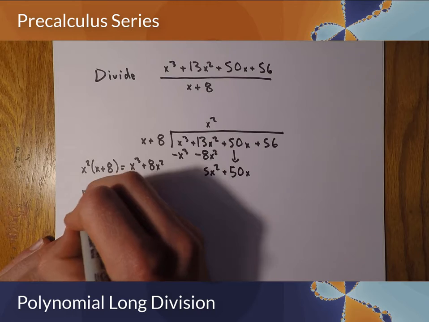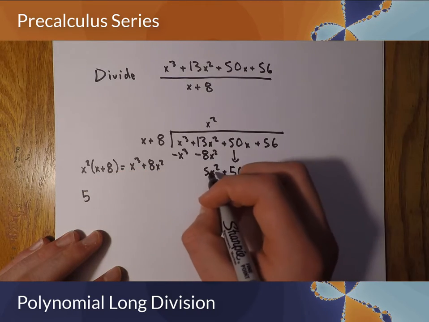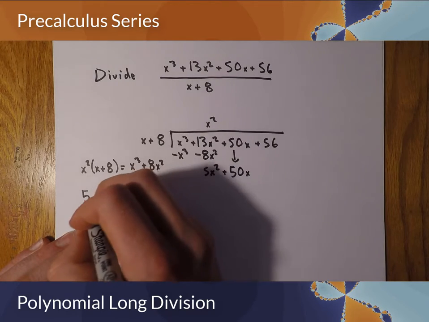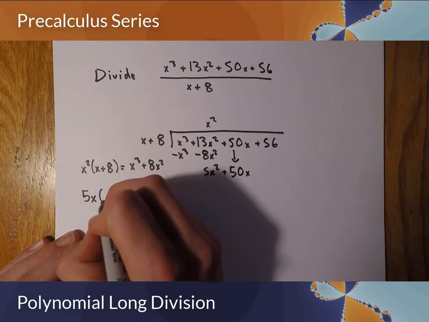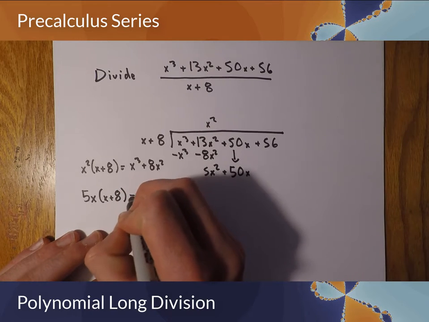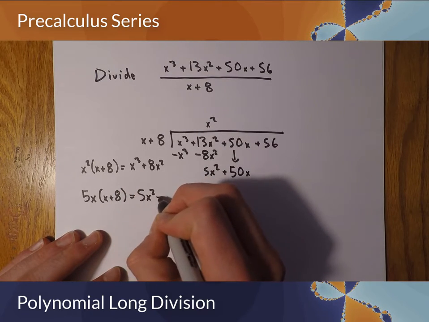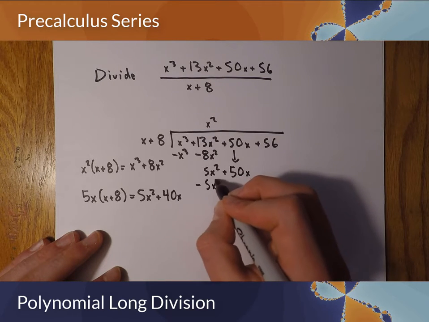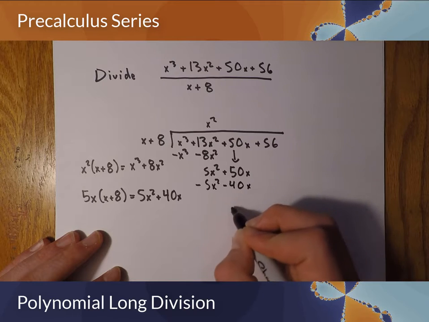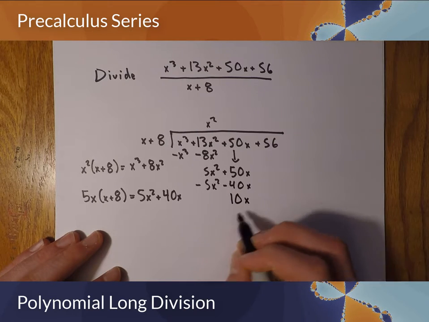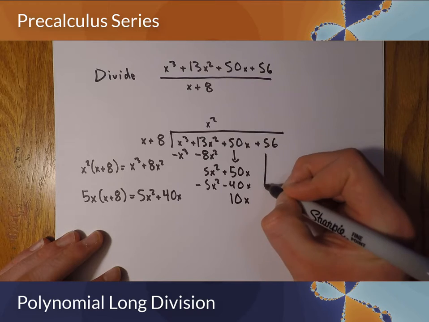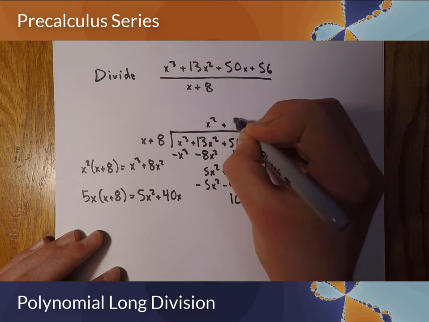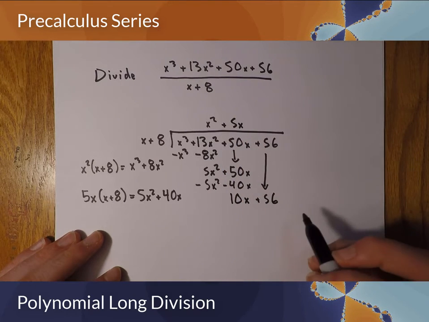And so what we do is we multiply, let's see, 5, x fits into 5x squared 5x times, so we multiply this by 5x. And so we get 5x squared plus 40x. And so now we just subtract it. And so we're left with 10x. And we want to bring down the 56. Before we continue, we want to make sure that we add the factor of 5x right there.